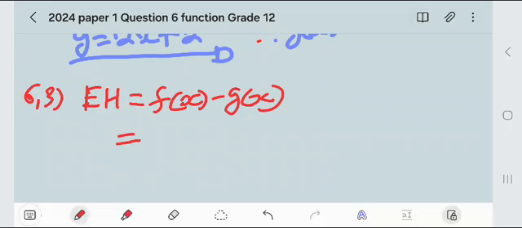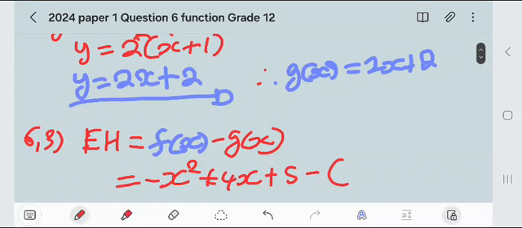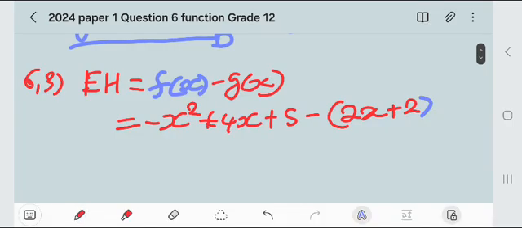We know the equations that we have calculated: f of x is minus x squared plus 4x plus 5. Then minus g of x, which we have calculated, but because there are two terms, put a bracket: 2x plus 2. This is what you will have.